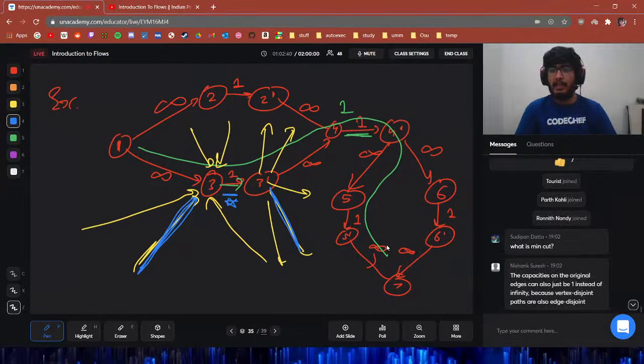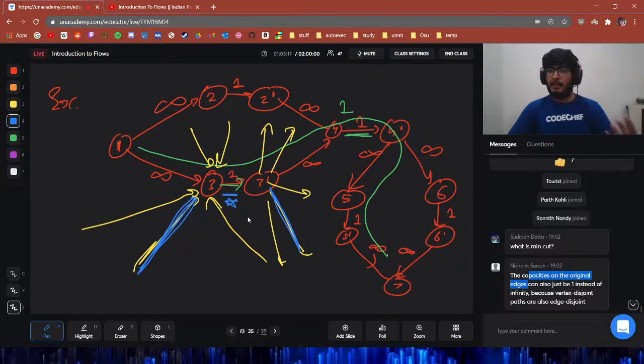What is min cut? I'm going to go on our min cut route now and discuss problems based on that as well. The capacities on the original edges can also be just 1 instead of infinity, because vertex disjoint paths are also edge disjoint paths. That is what I was talking about before. Instead of keeping them as infinity, I can also keep them as 1, and it is not going to change our algorithm because node disjoint paths are also edge disjoint paths. But it's easy to understand if I just keep them as infinity, right?